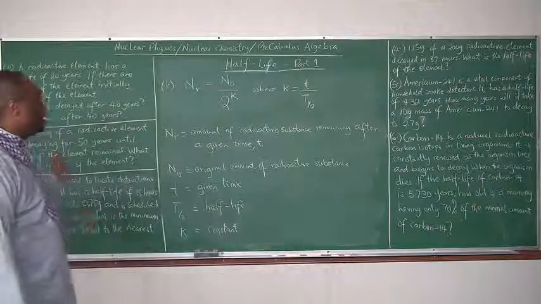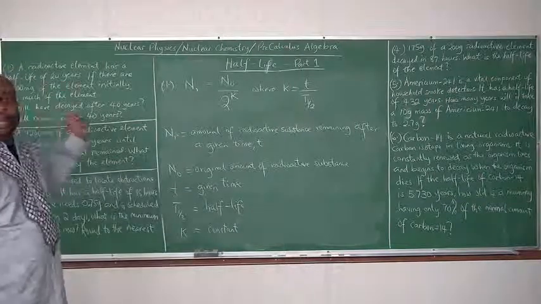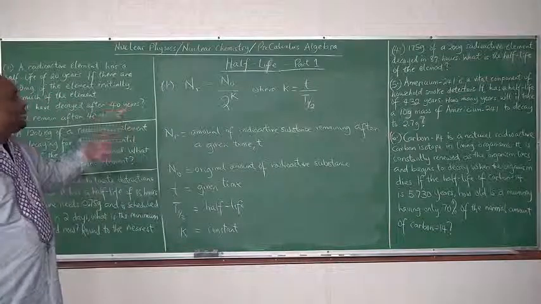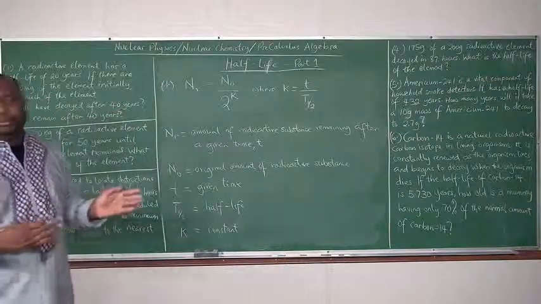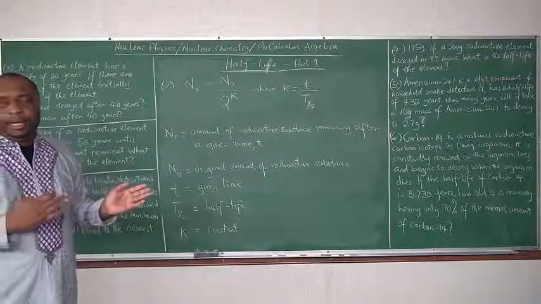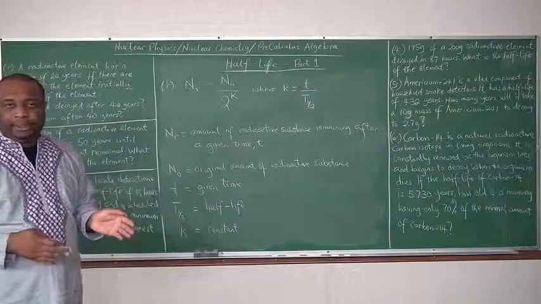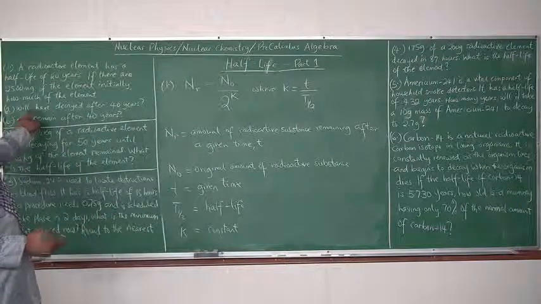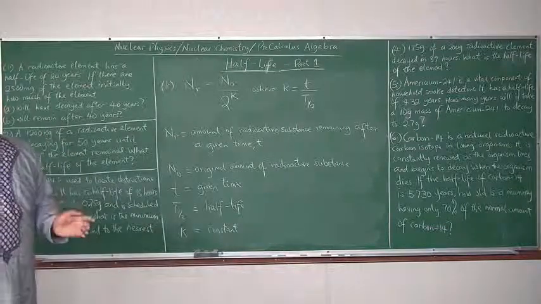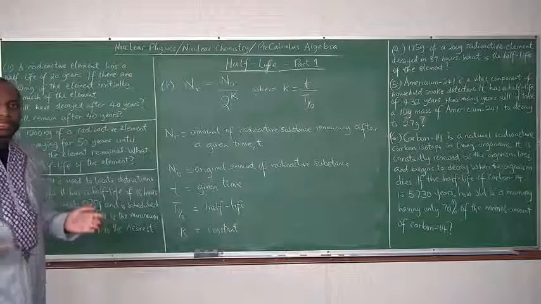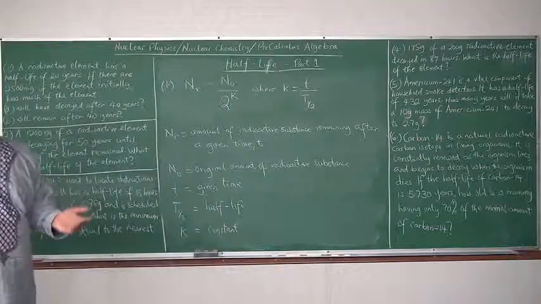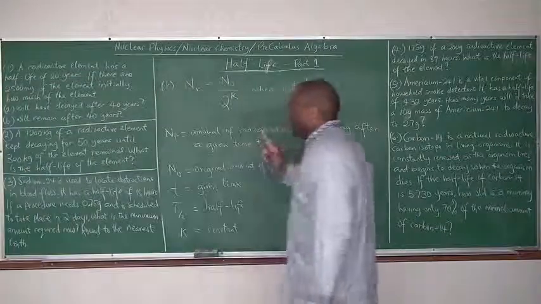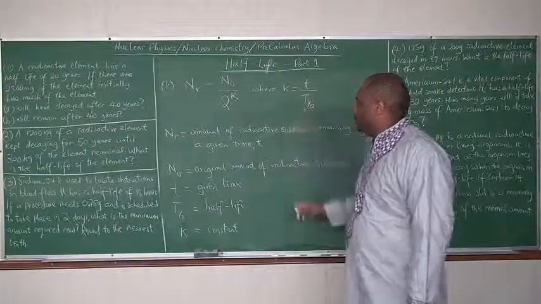Now, if we were to solve this question here using this first formula, it could only give us the amount remaining. It will only answer this. It's not going to answer the amount that have decayed. It will only answer the amount remaining after 40 years. If we were to use this formula, what are we going to do?